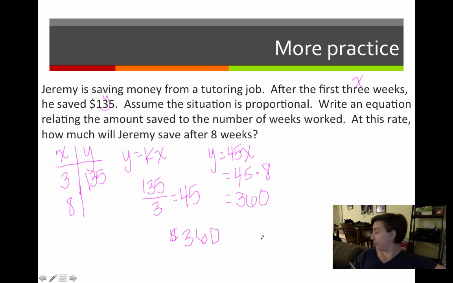All right, guys, we're going to practice writing equations today, and then later on in the week we'll do a little bit more with proportions.